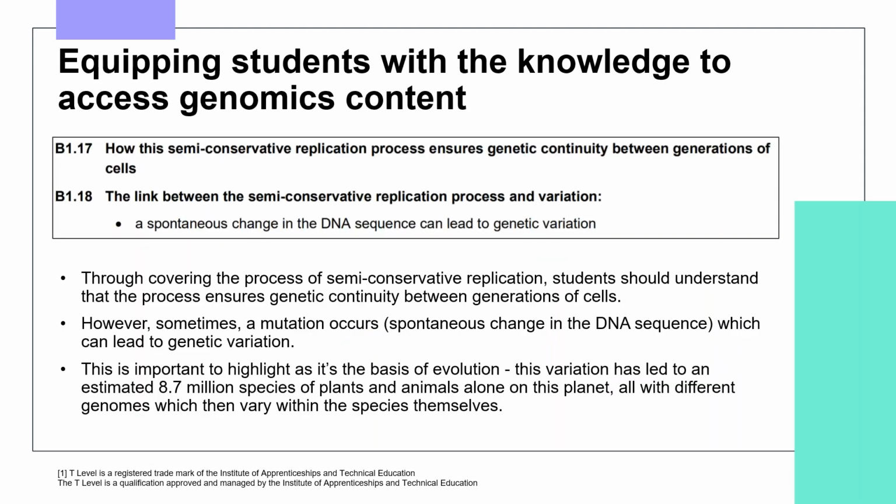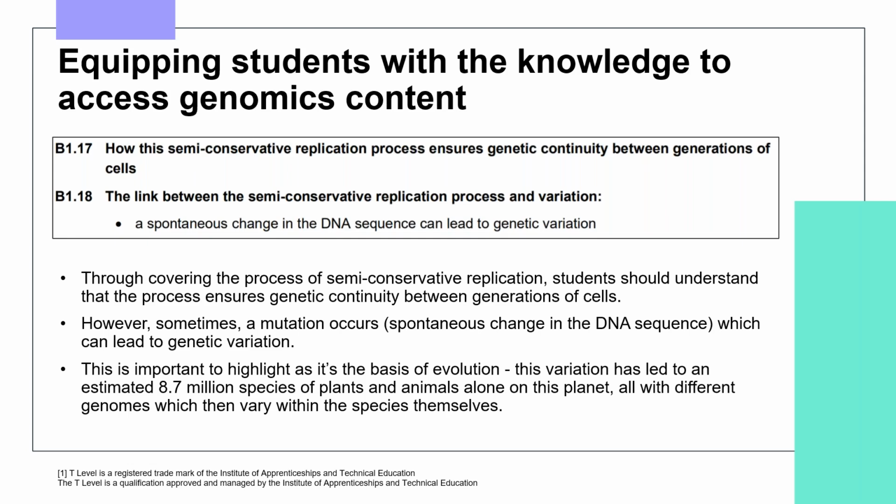Finally, for B1, through covering the process of semi-conservative replication within B1.16, students should understand that the process ensures genetic continuity between generations of cells. However, sometimes mutations occur, which in the specification is referenced as a spontaneous change in the DNA sequence, which can lead to genetic variation. Now, this is important to highlight as this is the basis of evolution.